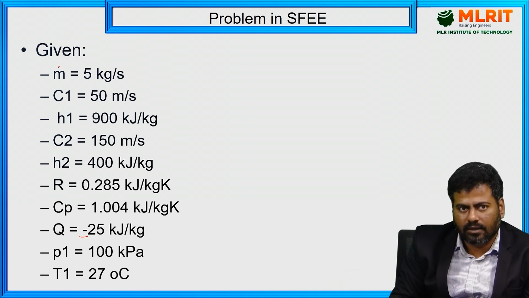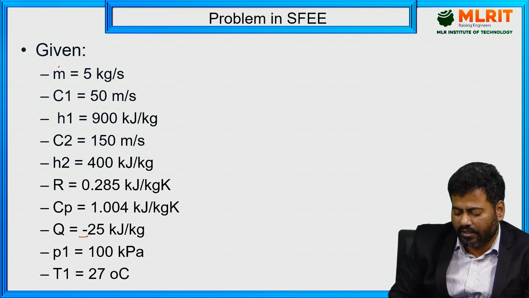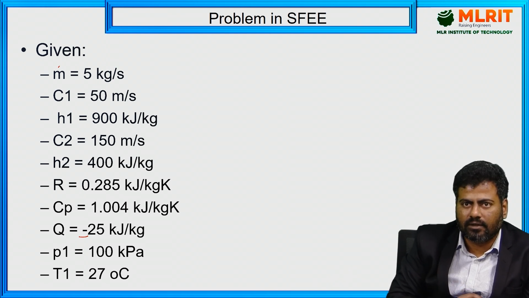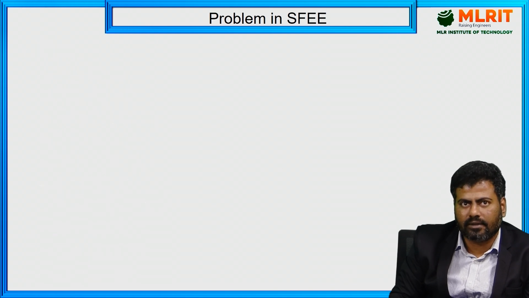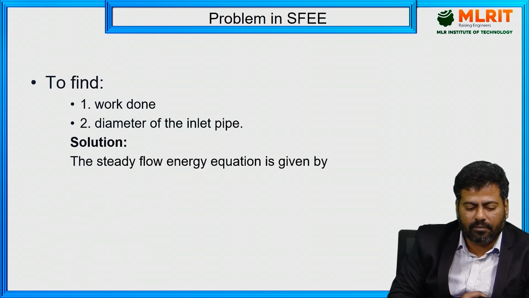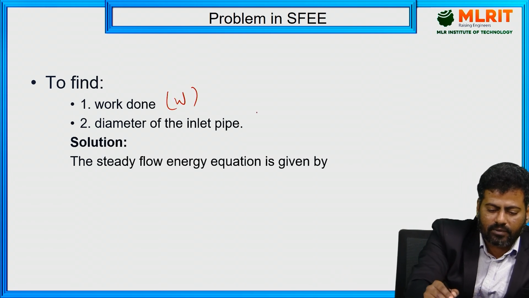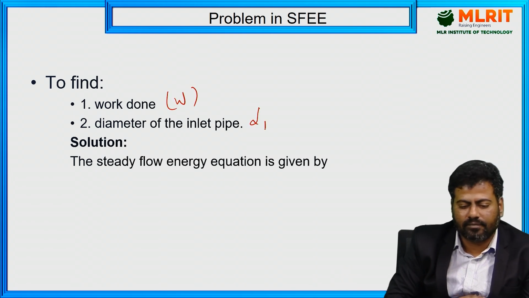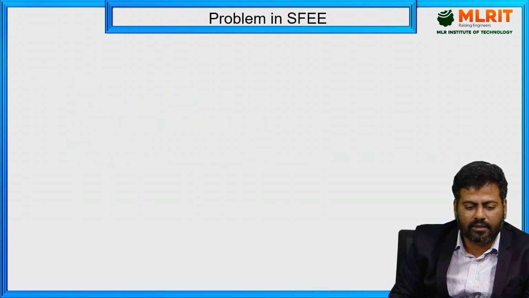Got it? And why they have given P1 and T1, that we will see, right? For the continuity equation, you need to calculate rho 1. That is why they have given this P1 and T1. See, what are the parameters we need to find out? First, mechanical work done, and the diameter of the pipe, D1 we will consider, right? The solution is nothing but applying the steady flow energy equation.